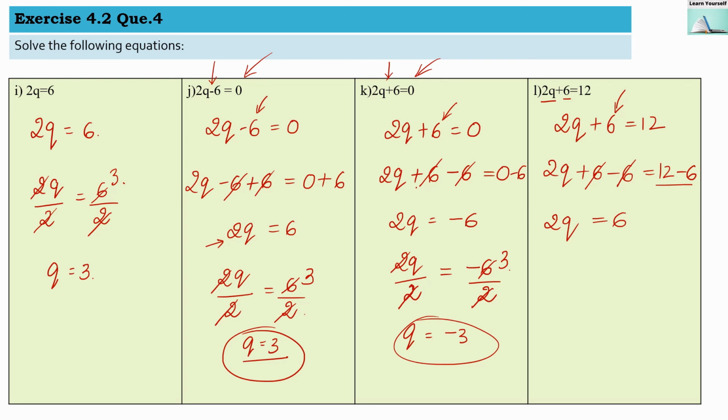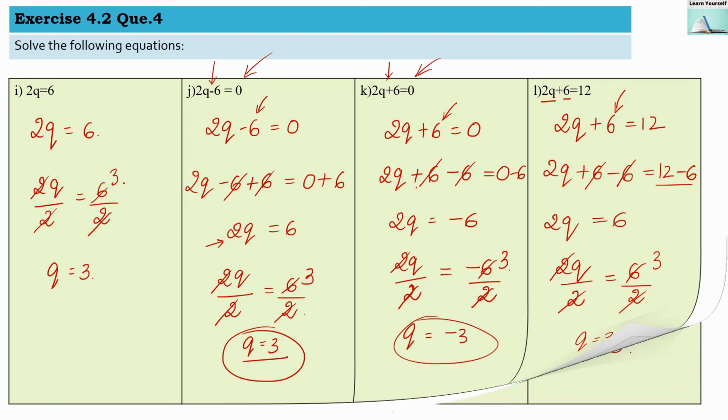Now comes the multiplication. 2 is in multiplication, so we are going to divide with 2 to remove this 2. Both the sides we are going to divide with 2. So this 2 and this 2 will get cancelled out and here we will get 3. So q equals to 3 will be the answer.